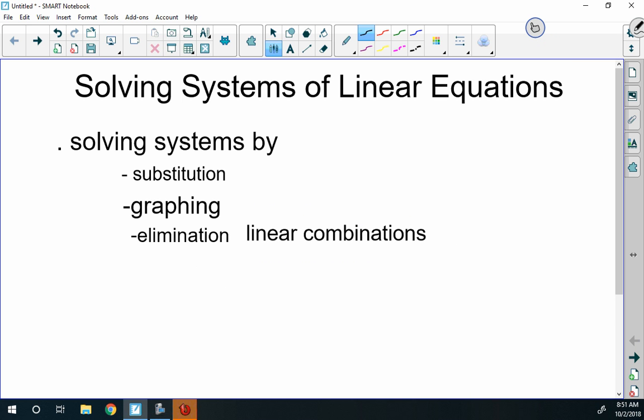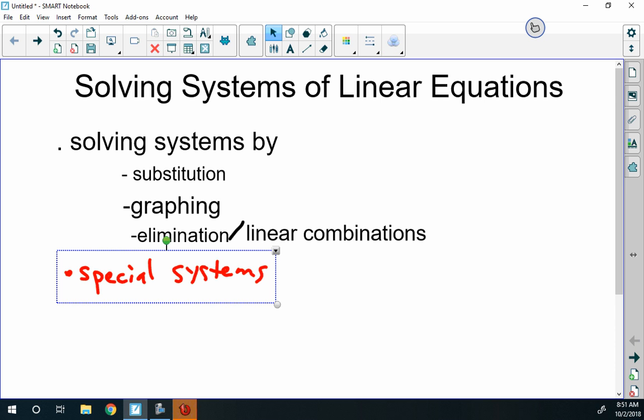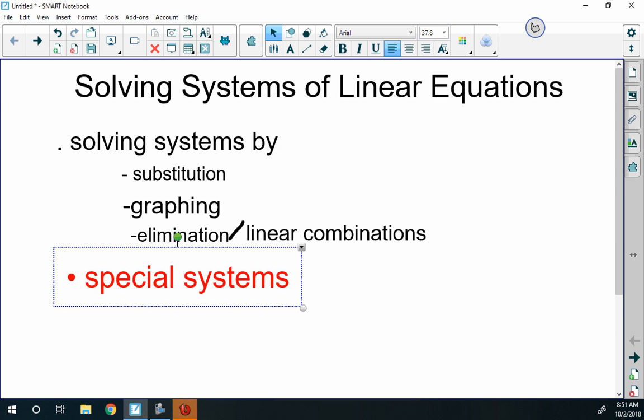All right. So that's what we're going to do today. We're going to solve systems by graphing, by substitution, by elimination, or the linear combinations method. And I want to put a thing here, special systems. We got to figure out how to handle those because there are some systems that are special, that are different, where something weird happens. So that's kind of a roadmap of where we're heading.